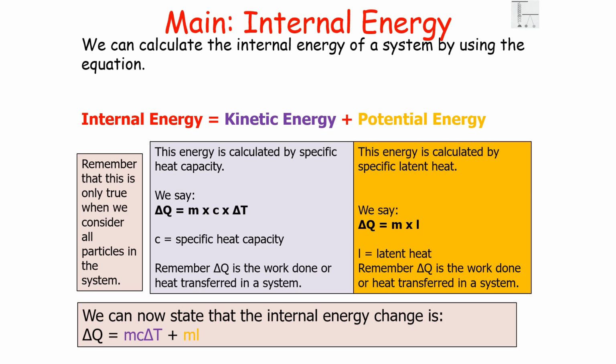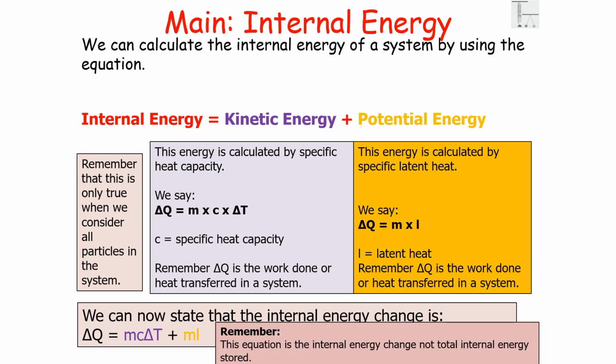So we can therefore say the overall change in the internal energy is delta Q is equal to mc delta T plus mL, because you have your change in your kinetic energy store and you have your change in your potential energy store. Now because m is a common factor in both terms, we can factorize out m in the equation. So we can therefore say delta Q is equal to m times (c delta T plus L). So as a result, we can therefore work out mass quite easily.